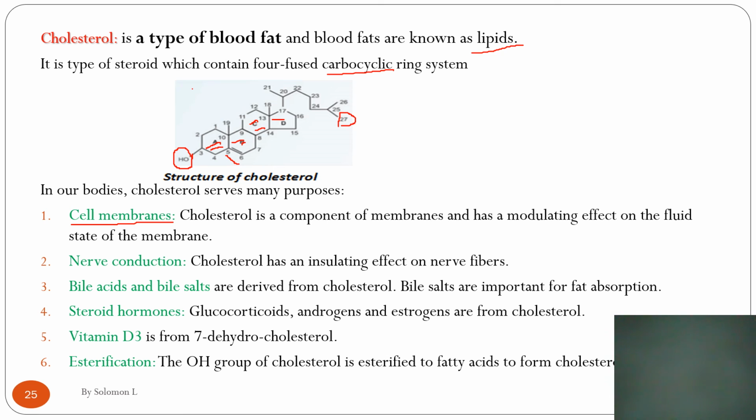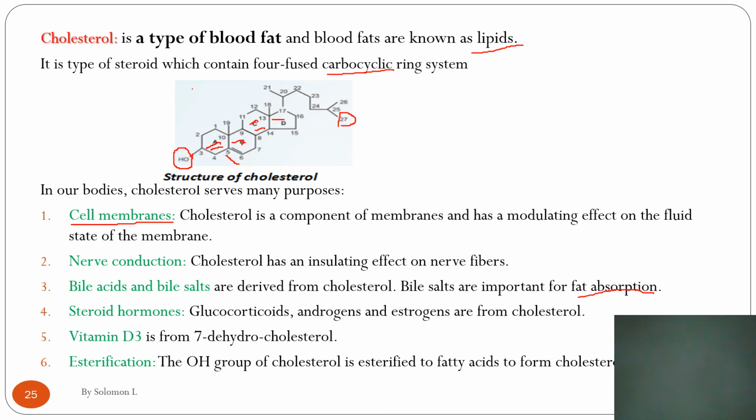Second, cholesterol is important in nerve conduction because cholesterol insulates the nerve fibers. It can be used to make bile salts and bile acids. These bile salts are important for fat absorption. Whenever we eat fatty food, immediately it is broken down into smaller droplets by bile salts. Then after, enzymes act upon them.